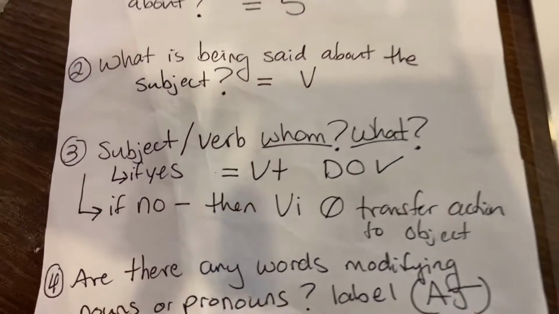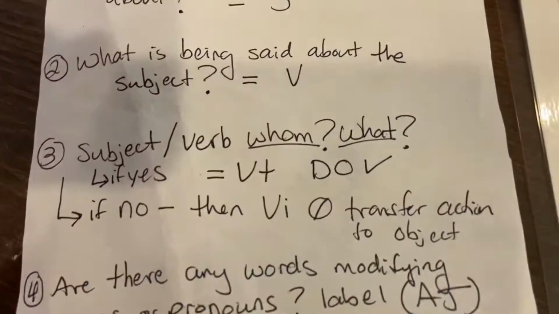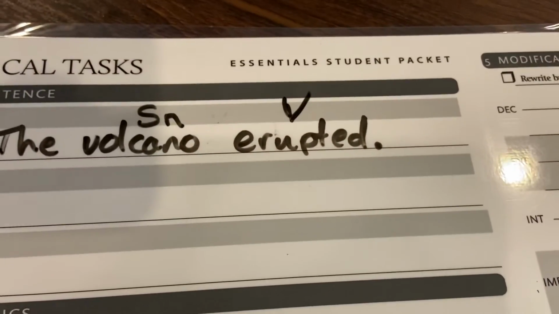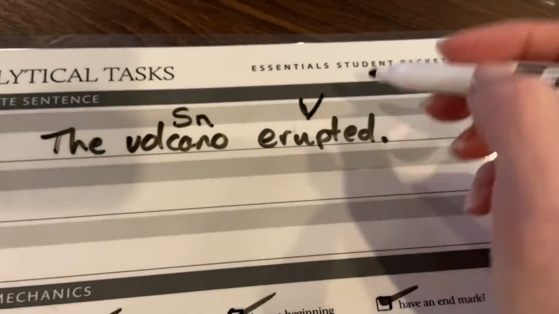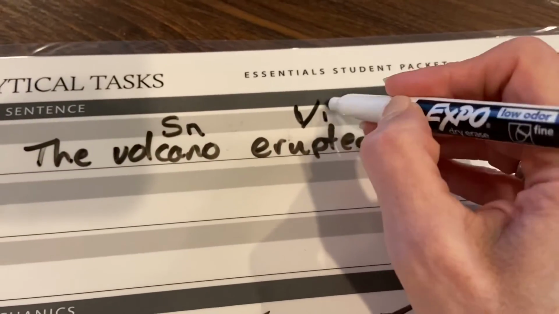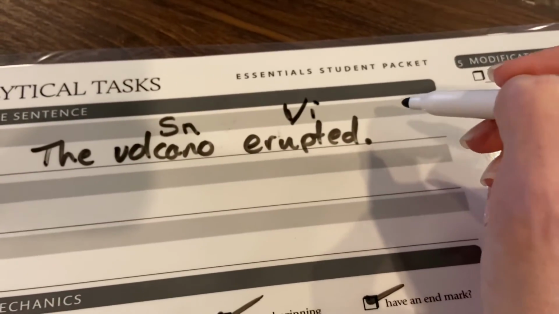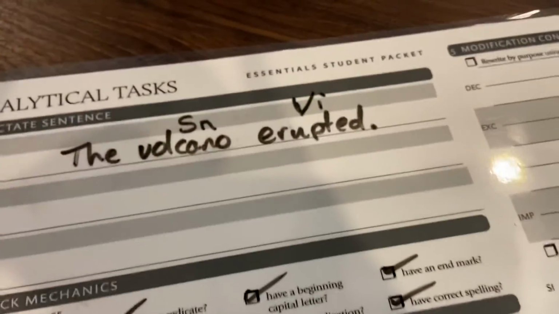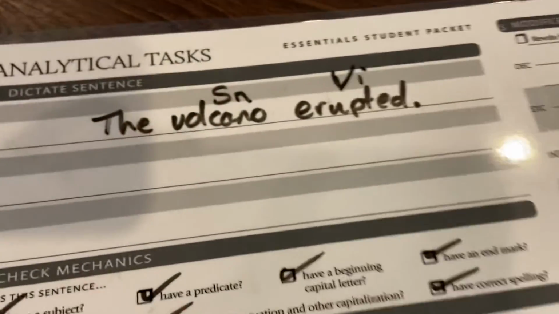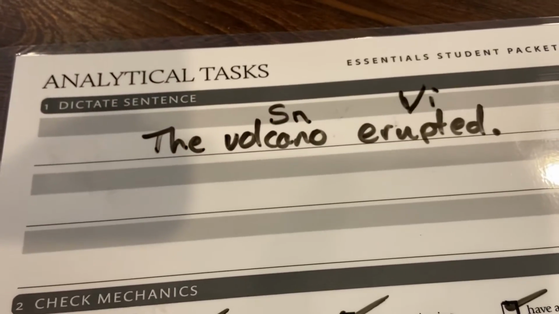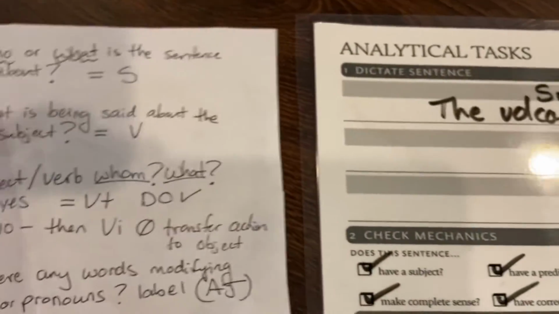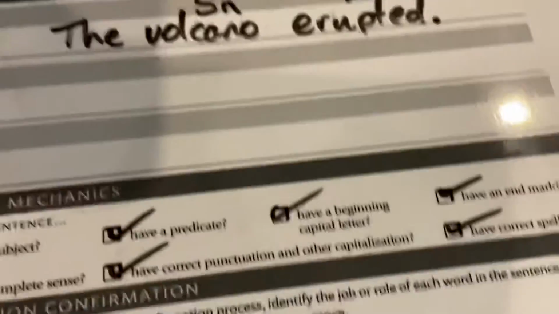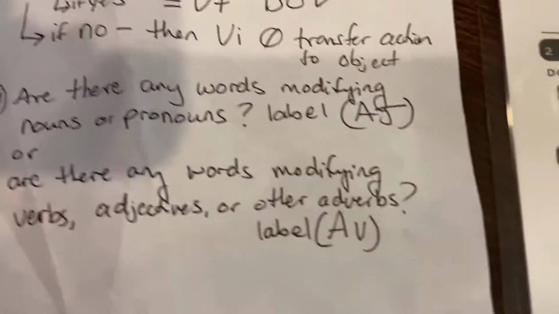Now we need to ask the next question. Subject verb whom? Subject verb what? Volcano erupted who? Volcano erupted what? Can I answer that? I sure can't. So that tells us it does not transfer the action to an object. It's an intransitive. Okay, so what about the word the? We know the word now. So we're going to go ahead and ask another question for the end. Once we have everything else we know, we're going to ask this at the end.